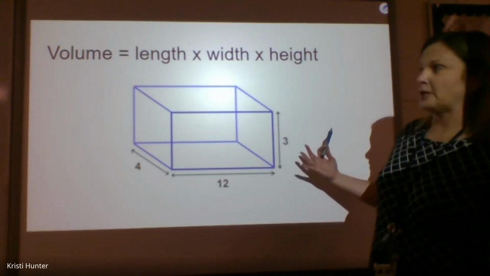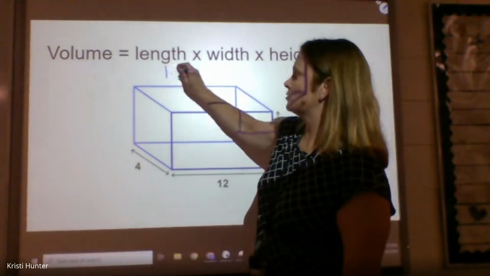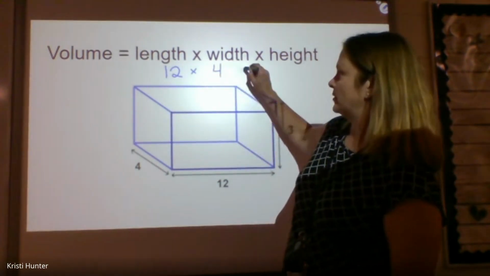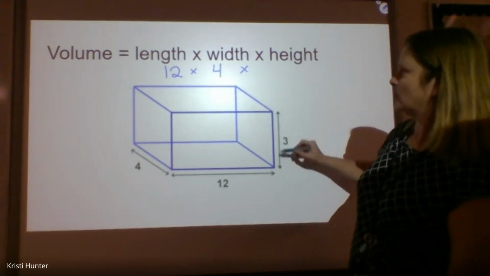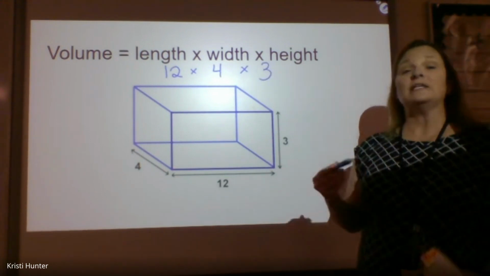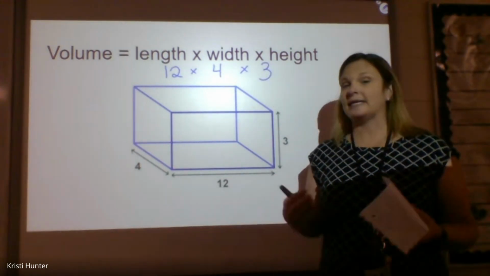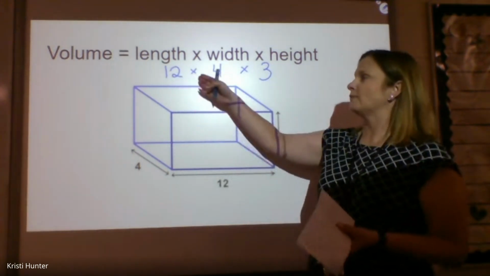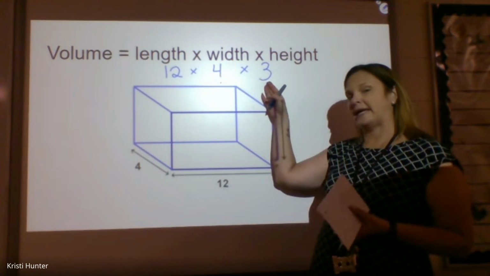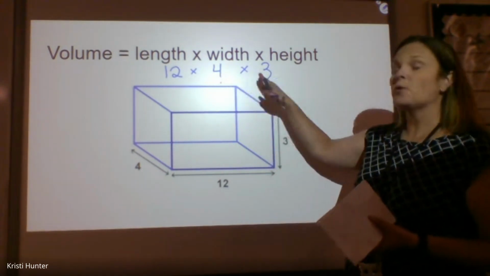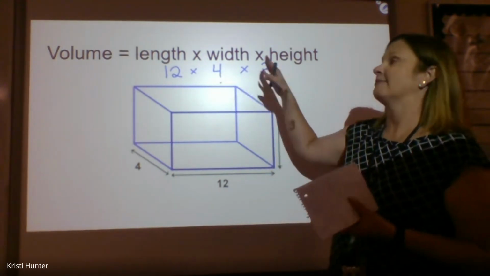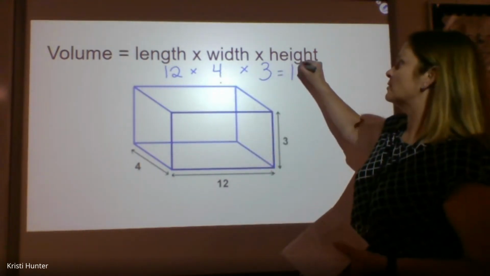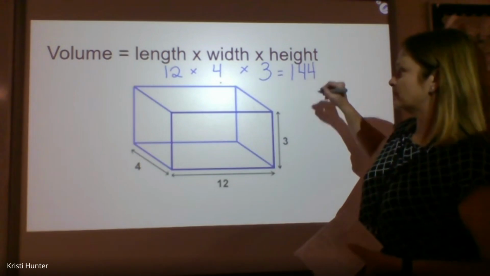So I just plug the values in. Length is 12 times my width, which in this case is 4, times the height, which is 3. And again, we talked about we can multiply in any order because of the commutative property. So I could take 12 times 4 and then multiply my answer times 3. I could take 4 times 3 and then multiply my answer by 12. No matter which way I multiply, I'm going to get a final answer of 144.